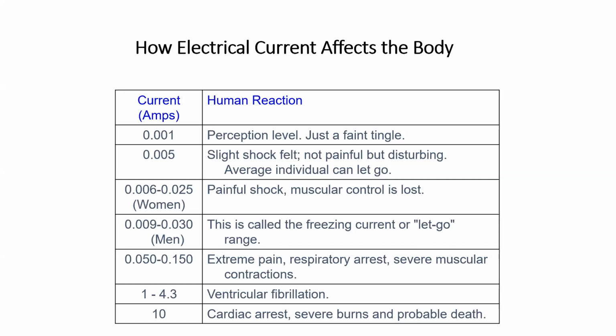The things are going to be very severe, and even 10 ampere of current can cause you cardiac arrest, severe burn, or probably death. Most of the time in the electronic devices in our homes, there are 3 ampere, 4 ampere circuits. So even 3 ampere, 4 ampere are very dangerous for us. From the number we can see that it is a very small number, 3 or 4, but it can cause you death.